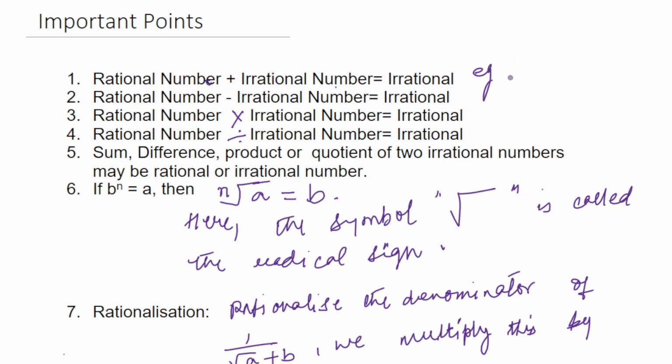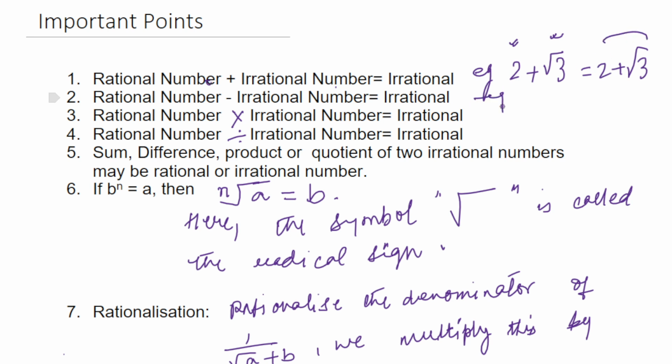Let's take an irrational number and a rational number. 2 is a rational number, plus root 3 is an irrational number. So we'll get 2 plus root 3 only. This is my rational number, this is an irrational number. Together, if I add, I'll get an irrational number.